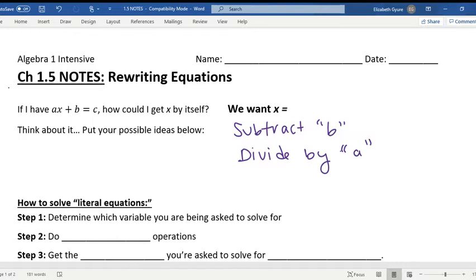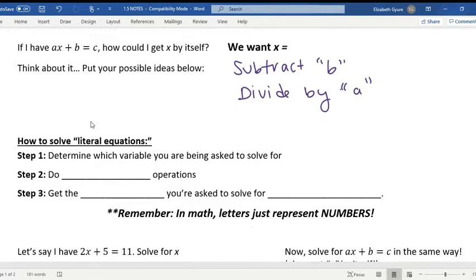It's the exact same thing you would do. So we can rearrange things that have letters instead of numbers. They don't have to always have numbers. The letters are just a placeholder for a number, so we can treat them the exact same. So we're going to solve what are called literal equations, which are equations that have mainly just variables in them. Okay.